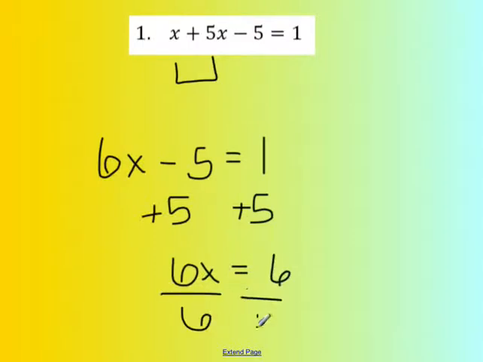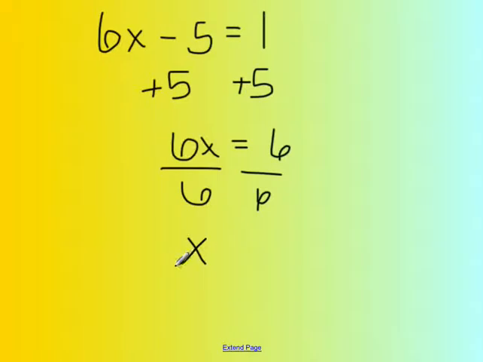So I'm going to go ahead and divide both sides by 6. Notice that that 6 is being multiplied by the x. So to get it over to the other side, I need to divide both sides by 6. And then I end up getting that x is equal to 1. So that's the answer to number 1: x is equal to 1.